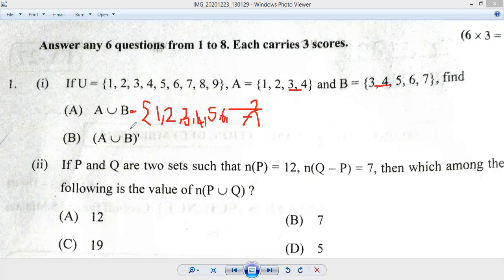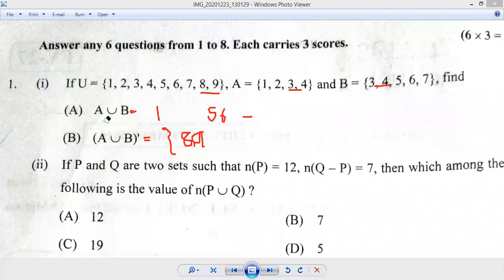Now let's compute the complement of the set. In order to take the complement, here we have the universal set. So what do you mean by complement of a set? A complement of a set is the set of all elements which are not in A union B and is present in the universal set. So the answer is 8, 9. See, in A union B, all these elements except 8 and 9 are present. So the A union B complement will be set 8, 9. Okay.